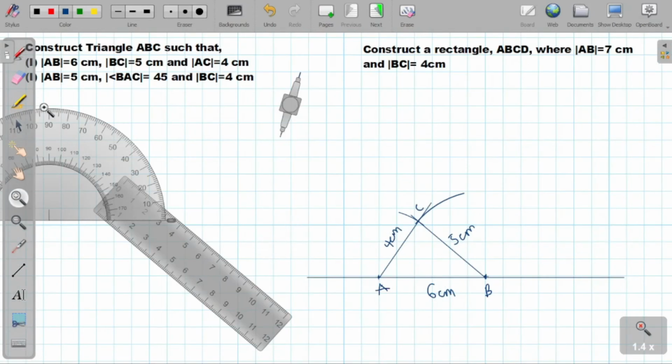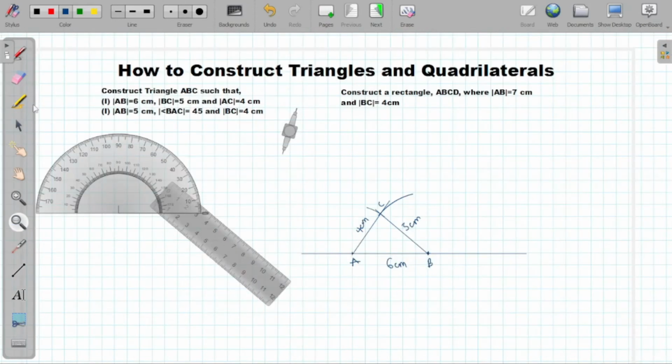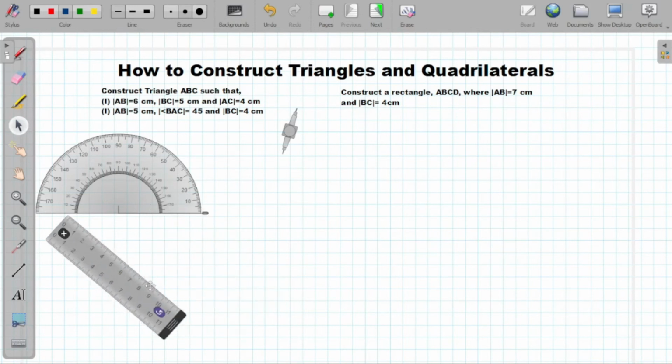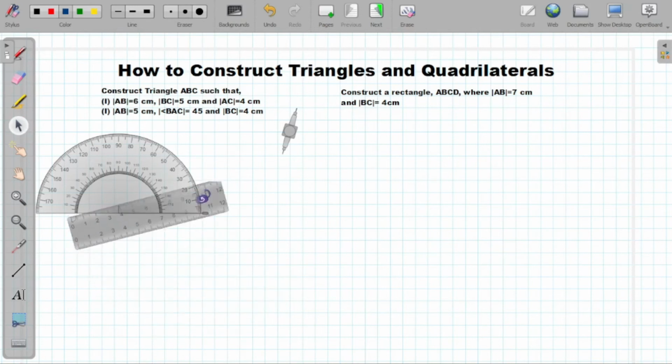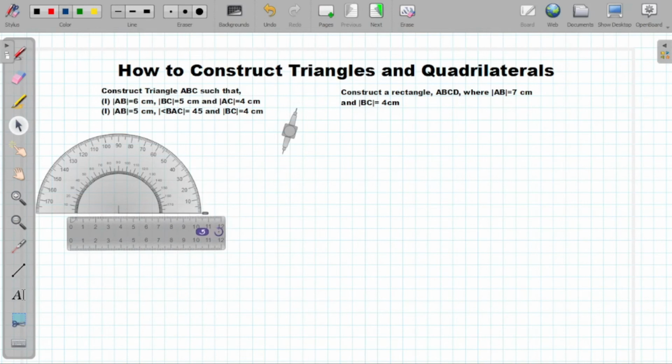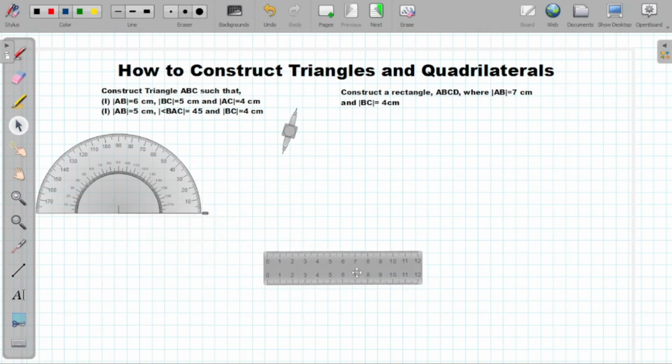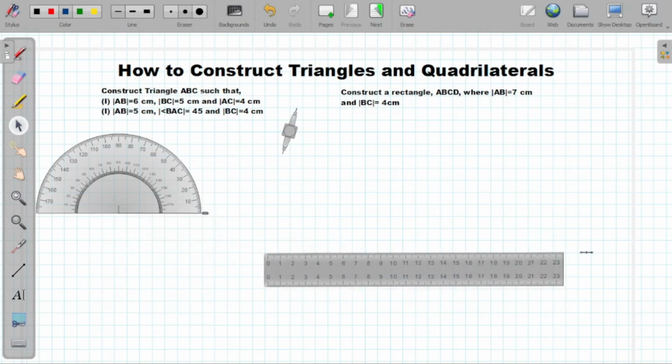So let me quickly erase this guy, and we can continue. So let me erase everything here, so that we try another example. But this time around I'm going to make it a little bit bigger so that you guys can see. I personally didn't like the first example that I did. The line was too small and everything was too small.